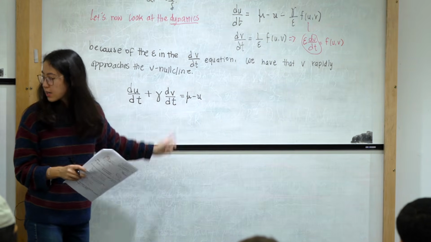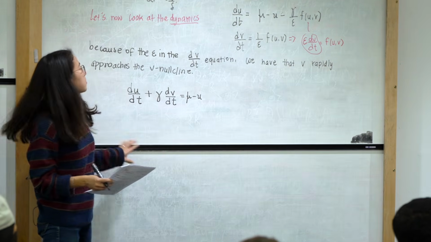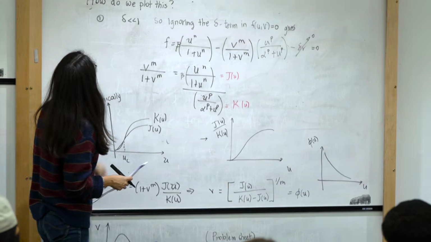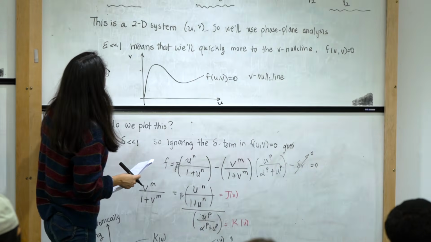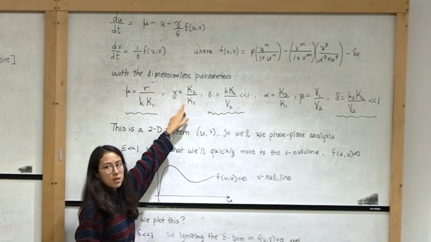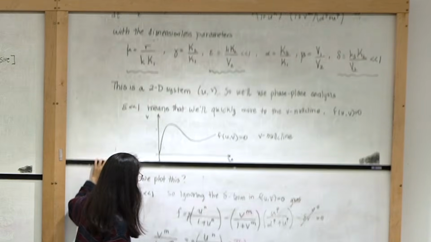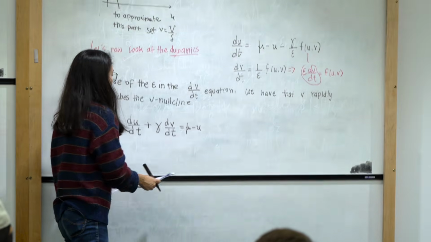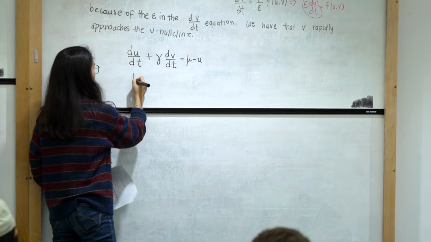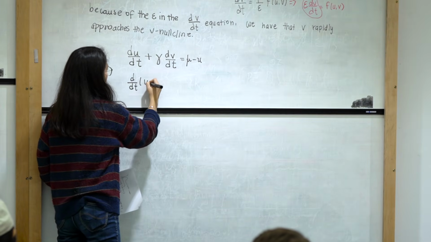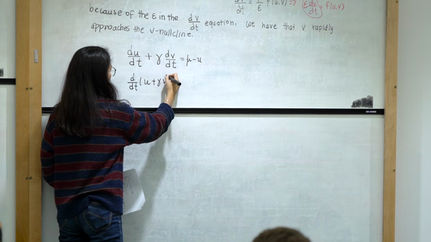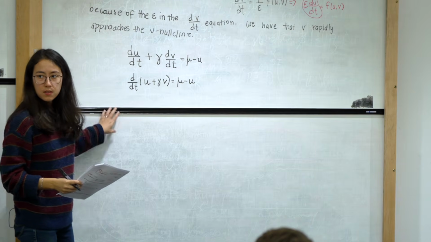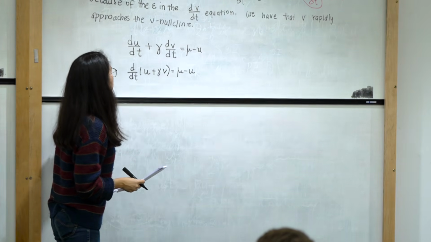It's our dimensionless parameter, which I don't know where I wrote anymore. Sorry to do this. I think it was here. Yeah, gamma is just the ratio between these two things that appear in our fluxes. So basically, you can think about doing the following. This is exactly the same as writing d dt of u plus gamma v is equal to mu minus u, right?